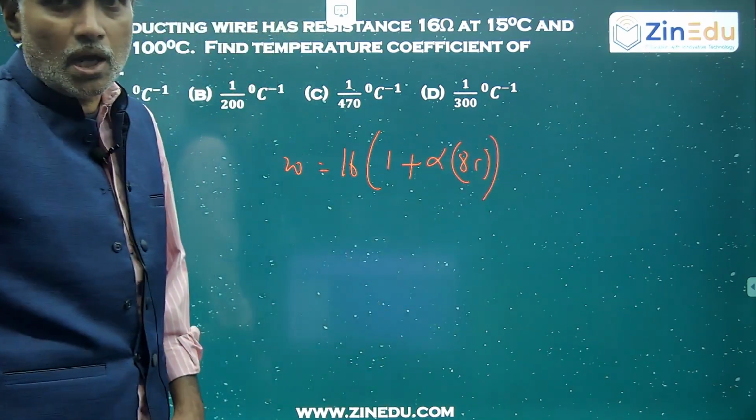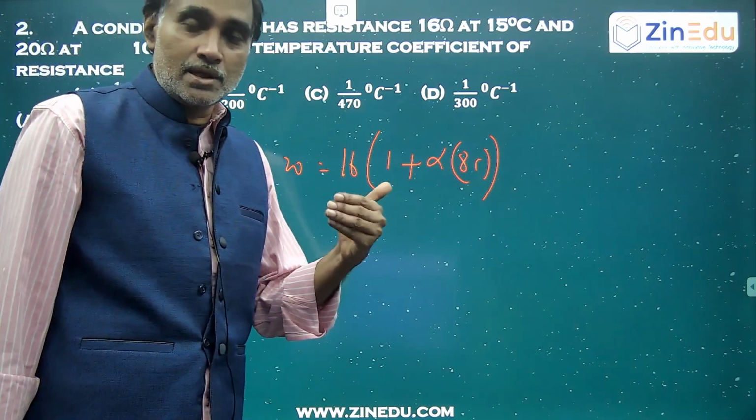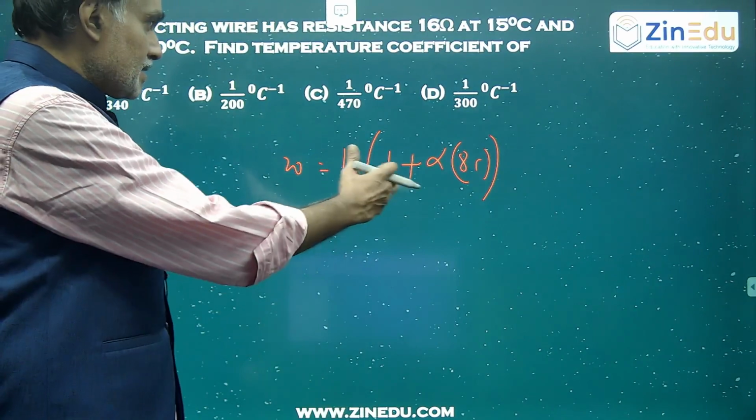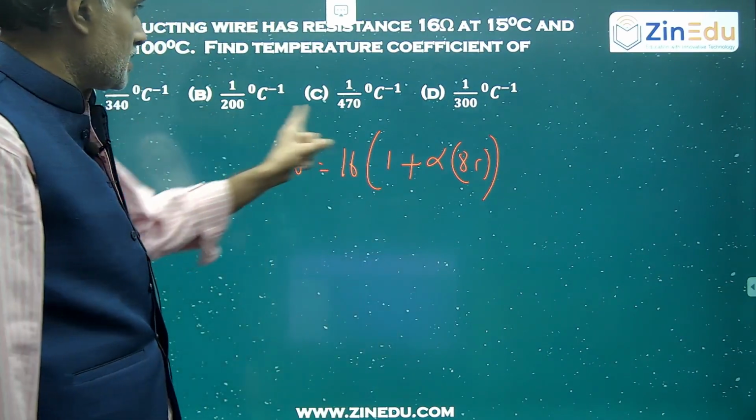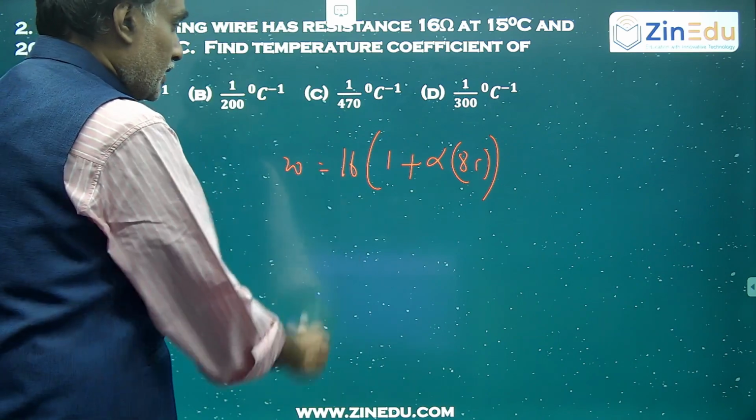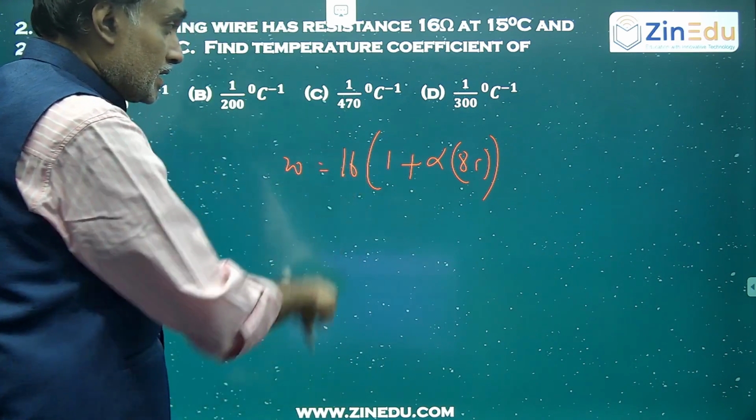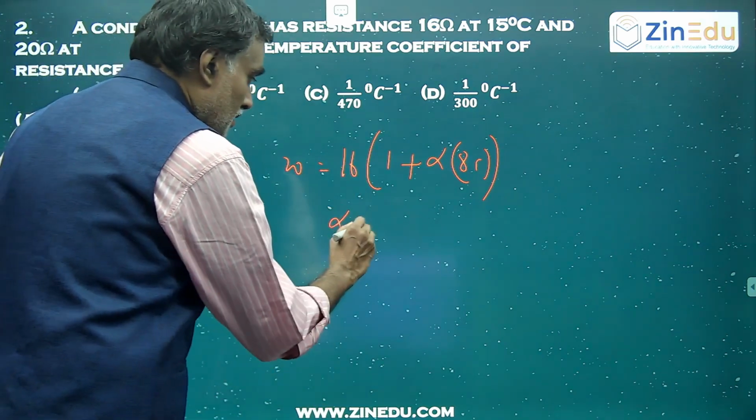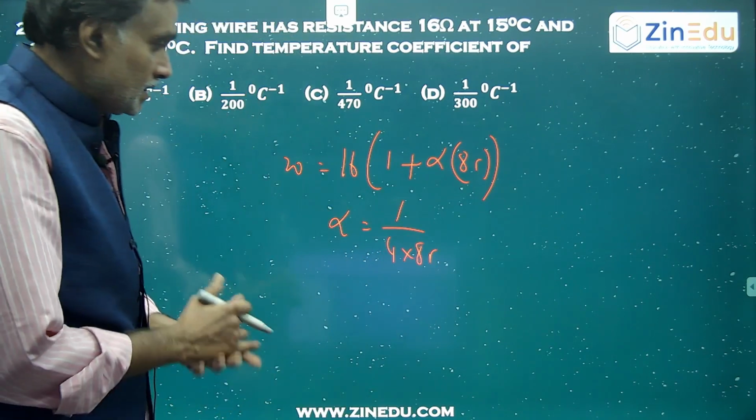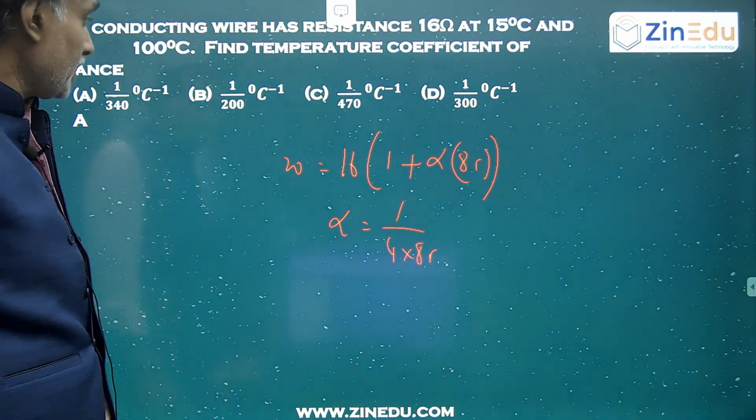Actually, I should use R equal to R naught into 1 plus alpha theta, where R naught is the resistance at 0 degrees centigrade. But it doesn't matter, you will get an approximate value because not all values are given very clearly. Here you will get 20 by 60, that is 5 by 4, minus 1, that is 1 by 4. So what is alpha? 1 by 4 into 85, that is 1 by 340.